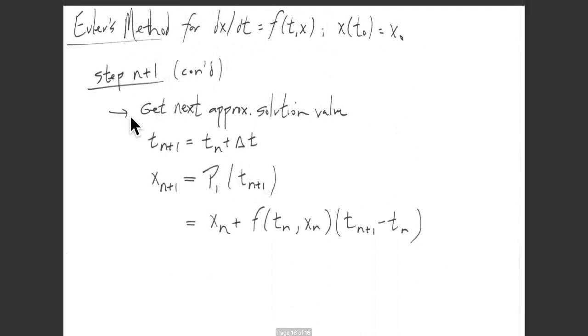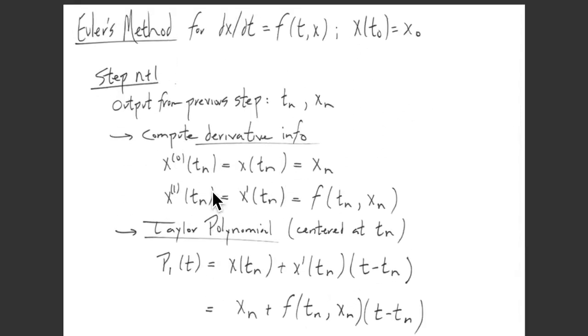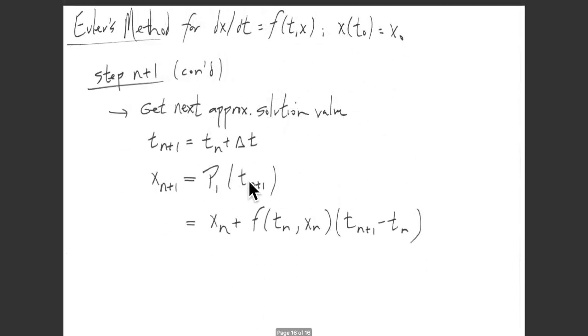Then to get the next approximate solution value, your t n plus 1 is just your current tn plus your delta t, and your x of n plus 1 is just the value you get from the Taylor polynomial below, the one we just talked about, when you plug in t equals t sub n plus 1. I'm just showing you that right there. And that'll give you your next x sub n plus 1 value. And with those two in hand, you're now ready to go to the next step. So you can continue the process for as long as you like.